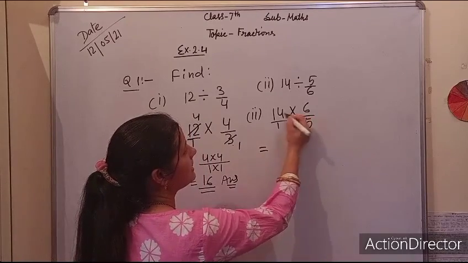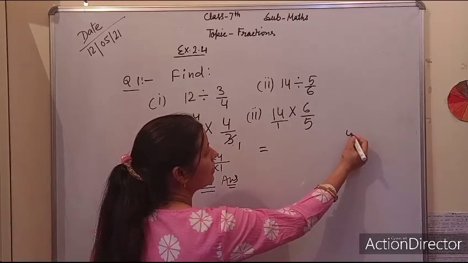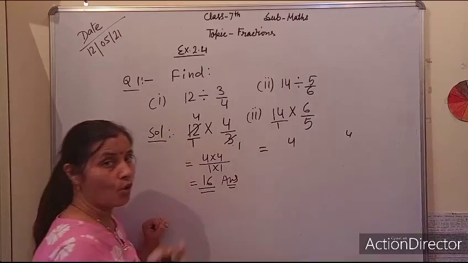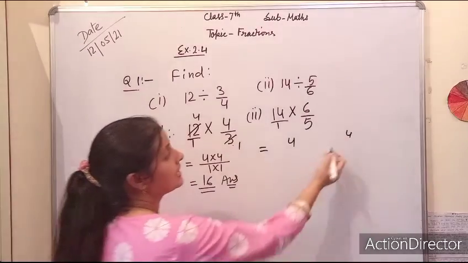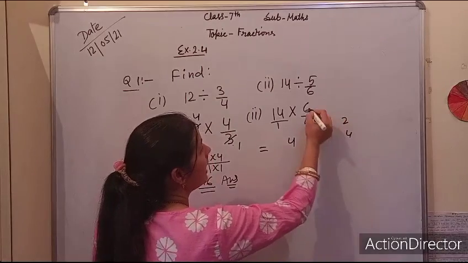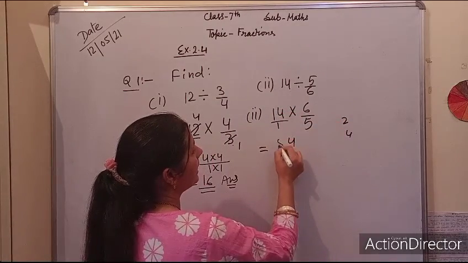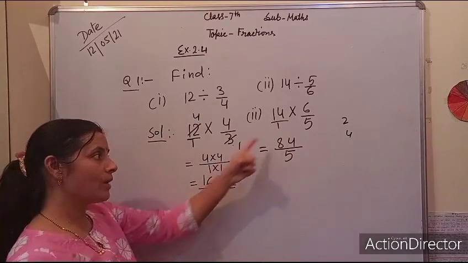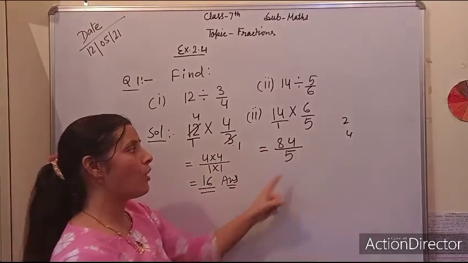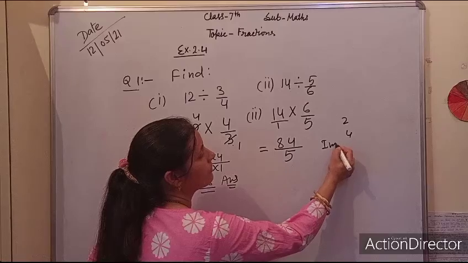Otherwise you can multiply in the other way: 6 4s are 24. If you don't know the tables, that's why I am saying to you, please learn tables up to 20. 6 4s are 24, and 6 1s are 6, and so 84. It will become 84 upon 5. Now you can see here 84 upon 5 is an improper fraction.